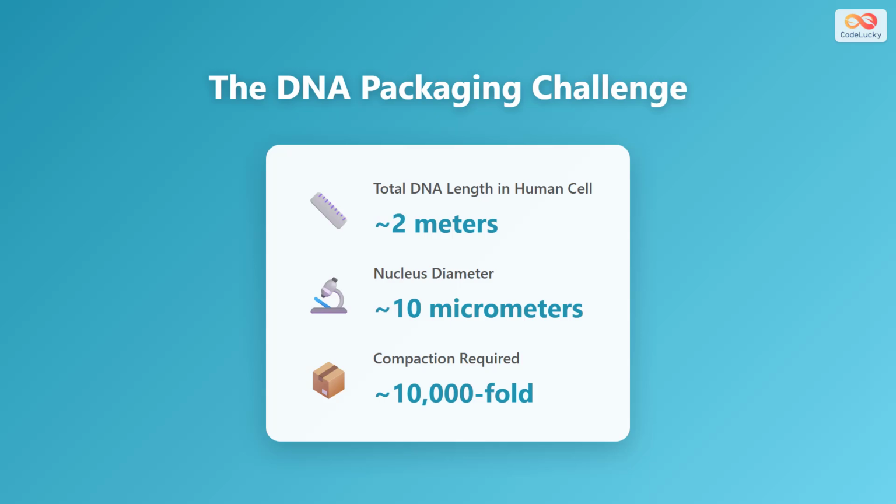Human cells face an incredible packaging challenge. Each cell contains approximately 2 meters of DNA, yet this must fit inside a nucleus that is only about 10 micrometers in diameter. To put this in perspective, that's like fitting a rope as long as a football field into a space the size of a tennis ball. Achieving this requires about 10,000-fold compaction. This remarkable feat of molecular engineering is accomplished through chromatin structure.